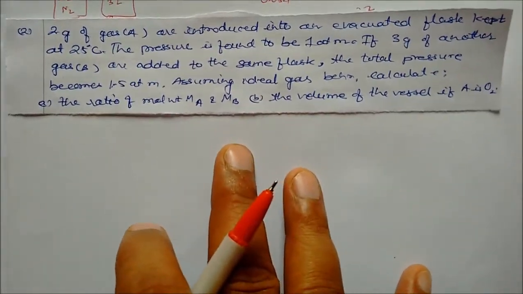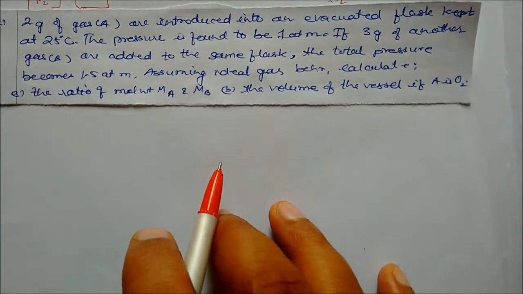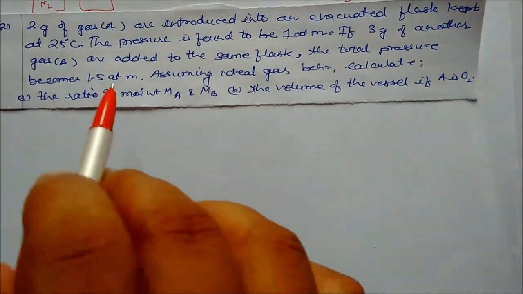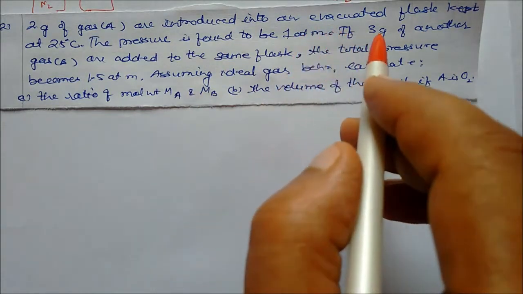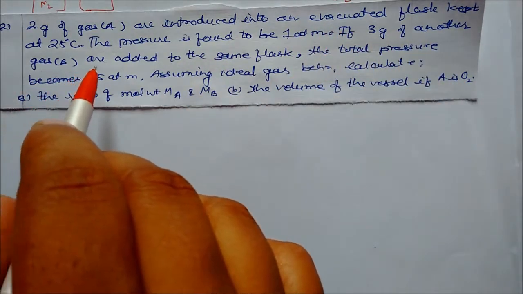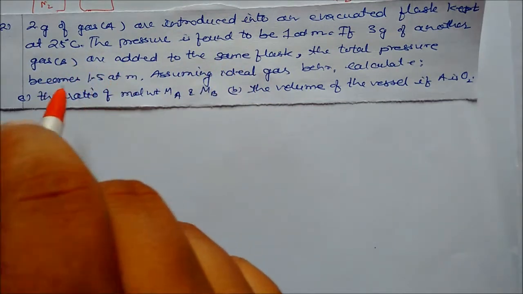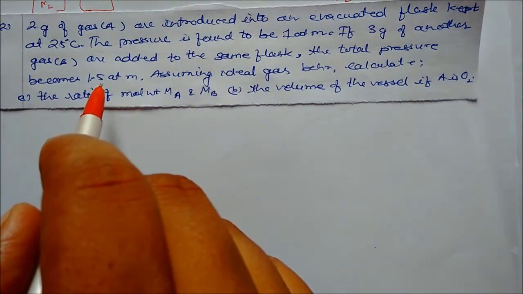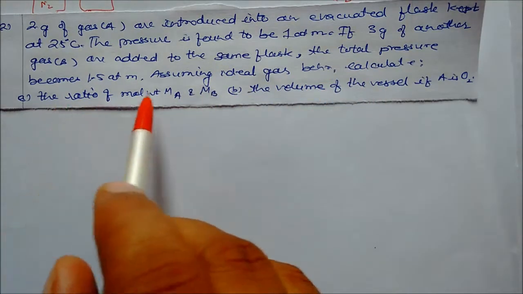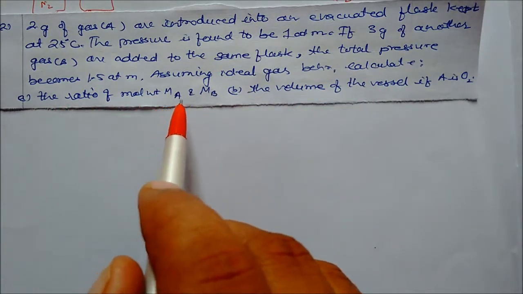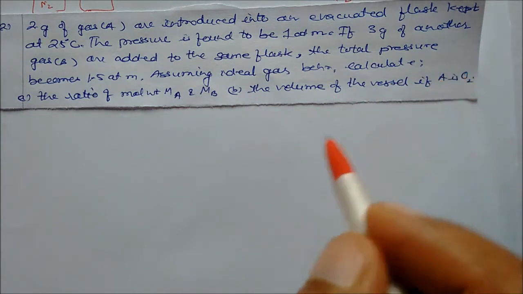So we will see the second problem. 2 gram of gas A is introduced in an evacuated flask kept at a temperature of 25 degrees centigrade. The pressure is found to be 1 atmosphere. If 3 gram of another gas B is added to the same flask, the total pressure becomes 1.5 atmosphere. Assuming ideal gas behavior, calculate first the ratio of the molecular weights of A and B, and second the volume of the vessel if A is oxygen.